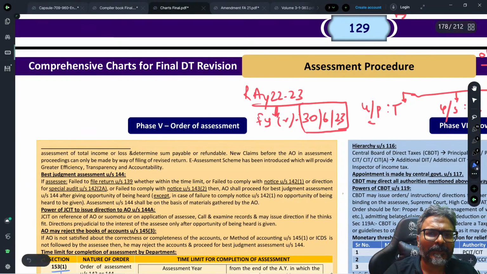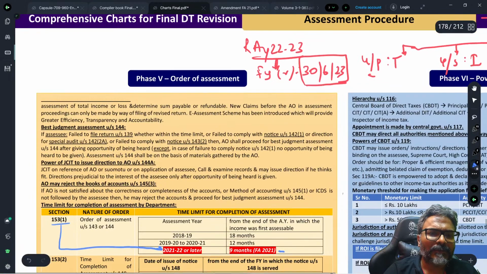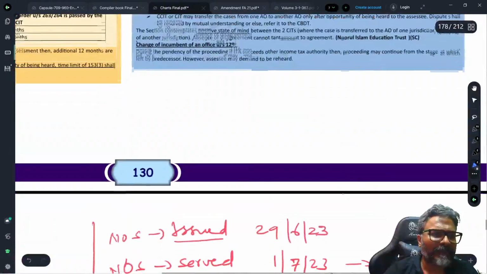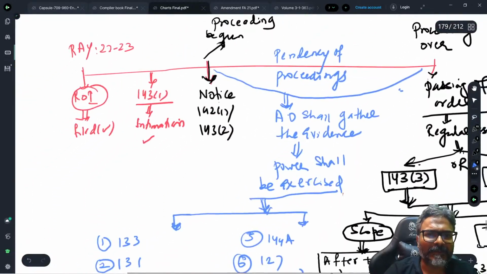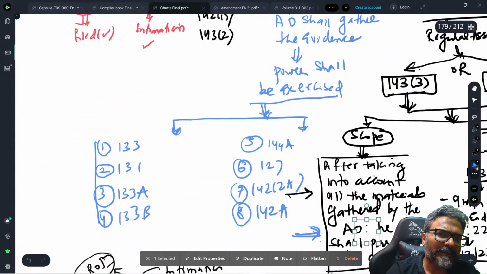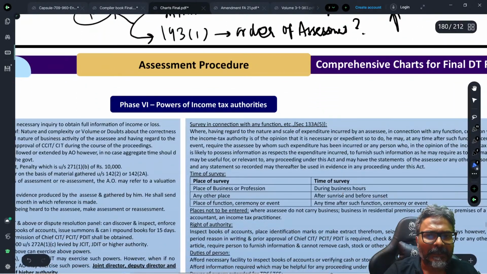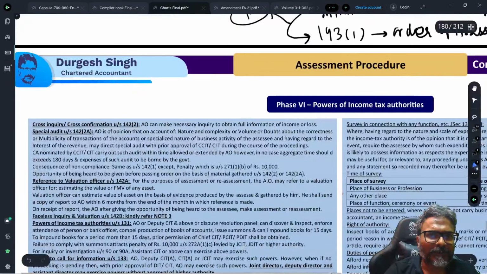And that exactly is the point. Now, students, let's look at the various powers. I'll go with the powers first, students. One by one, we'll discuss each and every section which I've listed for all of you. Let's look at this one, students.